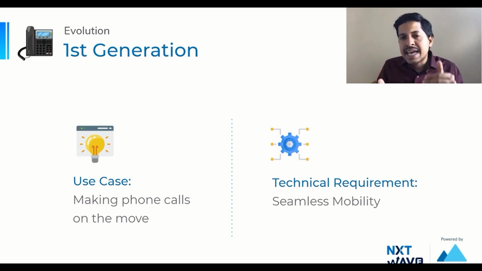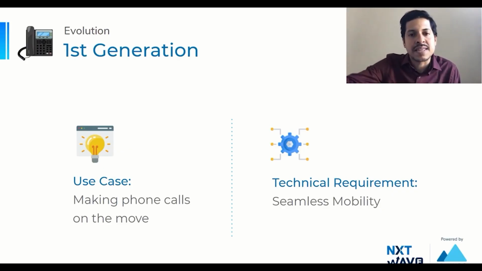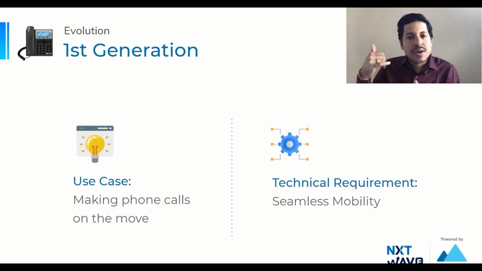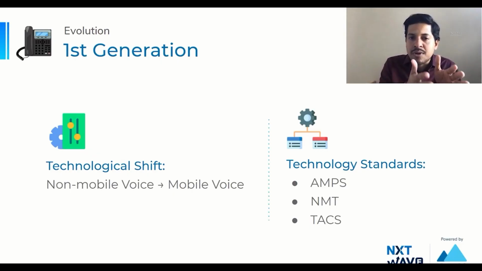And the technical requirement that was needed in the first generation was seamless mobility, meaning the mobile network should allow a user, a subscriber like us, holding a mobile device, to move around a geographical area from one street to another, or one town to the next town, or one city to another city, or one state to another state, while still being able to make phone calls, while not dropping the phone call. That was the technical requirement. And the key technological shift that was needed was going from non-mobile voice, meaning landline voice, to mobile voice.